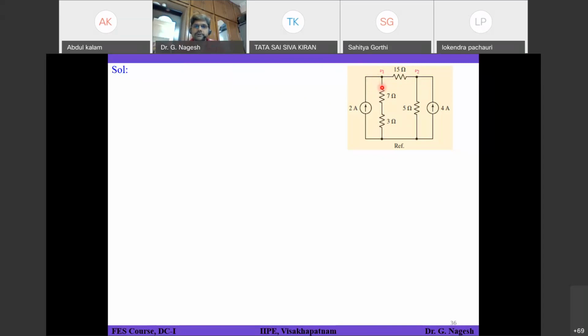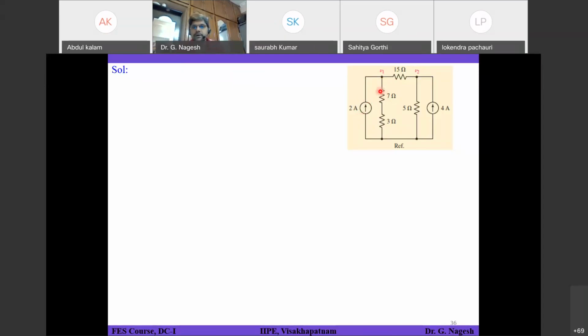Okay, so what will be the current coming out of node 1 and flowing into the 2 amperes current source branch? What will be the current leaving from that particular node in this direction? Minus 2 ampere. So minus 2 ampere. That is one term you got.